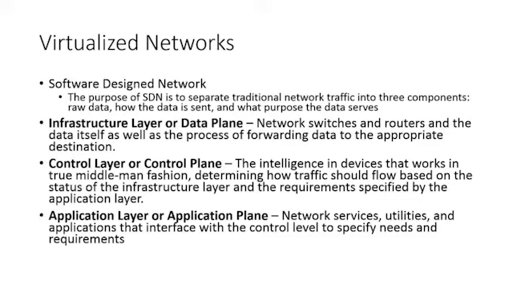Now, the application layer, or the application plane, this is our network services, our utilities and applications that interface with the control layer to specify the needs, the requirements, and then that control layer is going to talk to the infrastructure layer. Probably should have turned it the other way around, maybe. Made more sense for you. We have our application layer, down our control layer, out to our infrastructure layer. So it's going out and about when we get to that point.